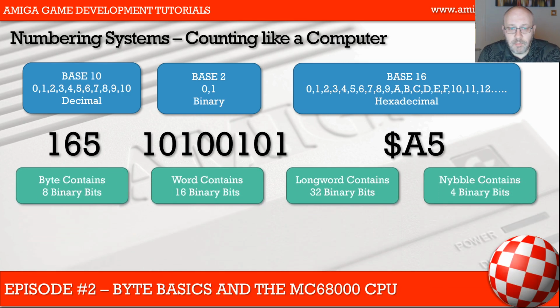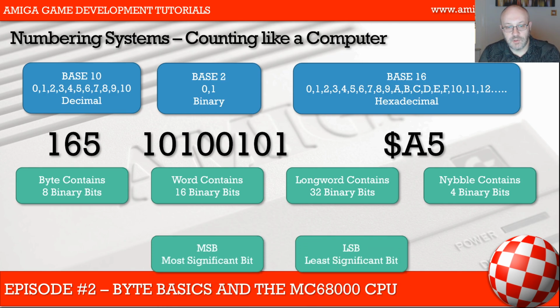So, important points: a byte contains 8 binary bits. A word contains 16 binary bits. So when we talk about a word and 16-bit systems, that is typically a word. So a word is 2 bytes. And then we've got a long word, which is 32 bits. And we've also got something that you might not have come across, which is called a nibble, and that is 4 binary bits. So that's kind of half a byte. And we'll look at those as well.